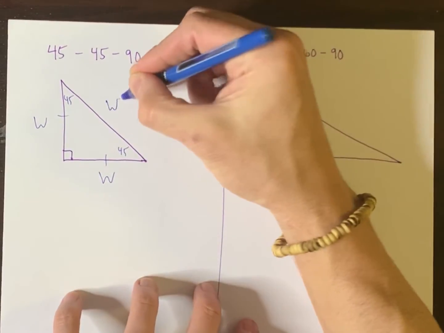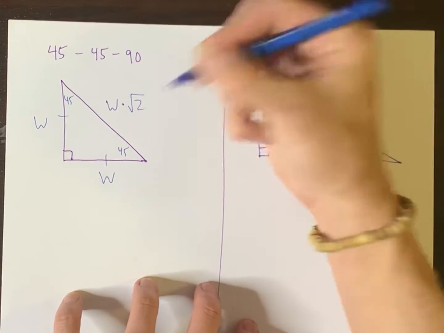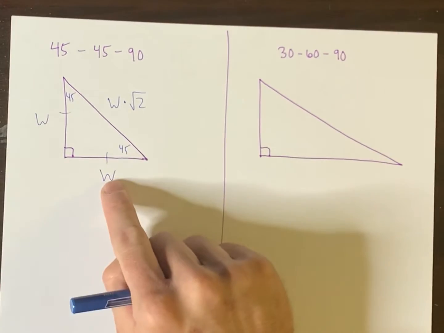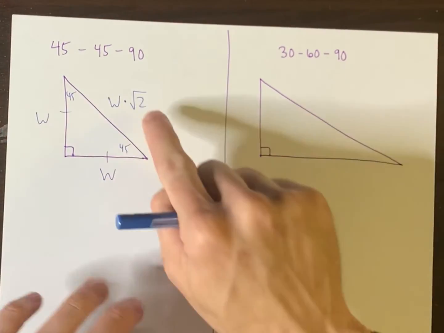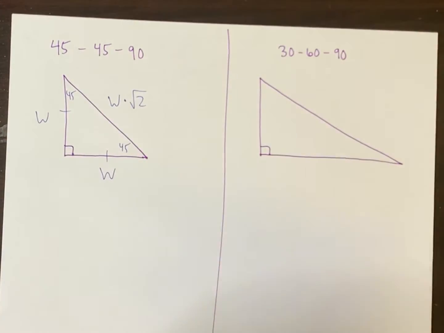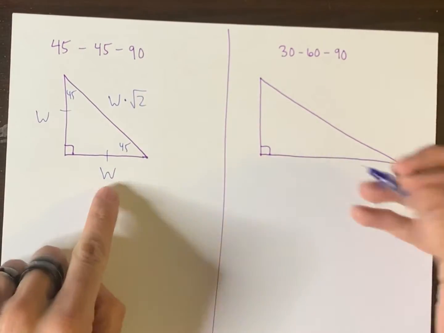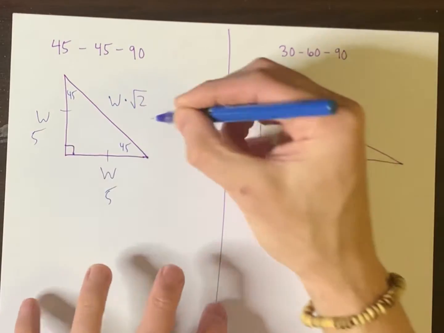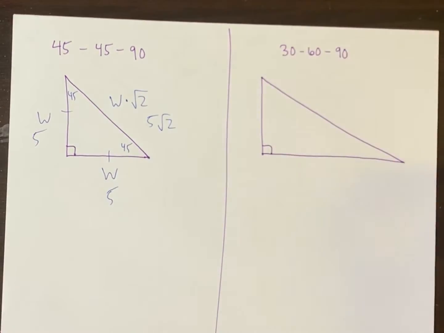So that's why this would be all of W times square root 2. So if they give you the one leg, the other leg is the same. And whatever they are, times it by square root 2, and that's how you get the hypotenuse. For example, if this leg was like 5, then this leg would be 5, and the hypotenuse would be 5 square root 2.